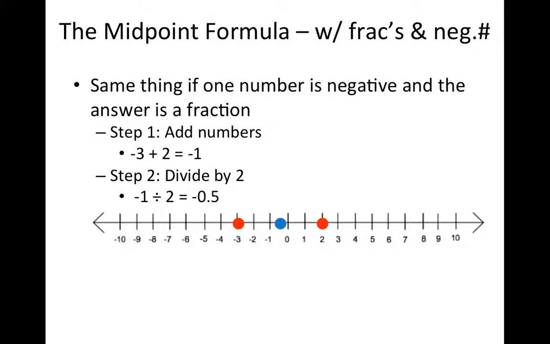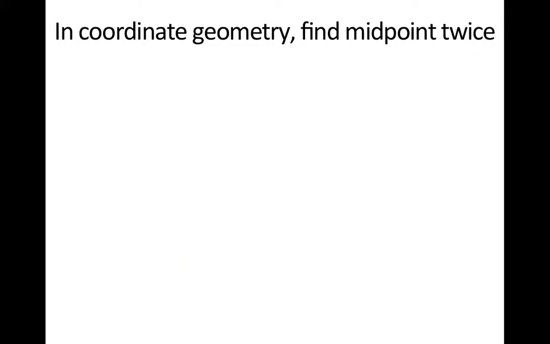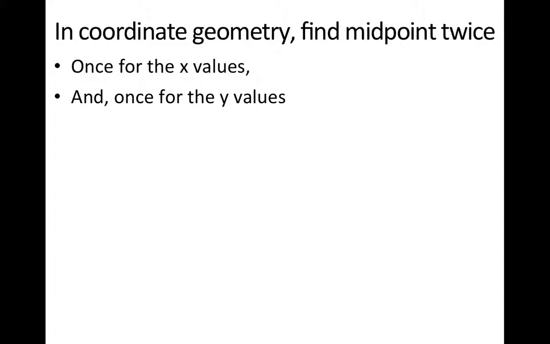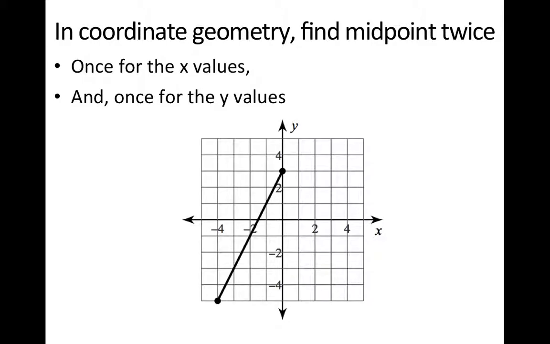Now that I know how to do this on one axis, I'm going to do the exact same thing just twice in coordinate geometry when I'm looking at a Cartesian plane. So I'm going to do it once for the x values, just like they're on one axis, and I'm going to do it once for the y values, just like it's on one axis, and then the value I get for both of those together is going to get me the midpoint. So let's say I was trying to find the midpoint between these 2 points, between point 1 and point 2.